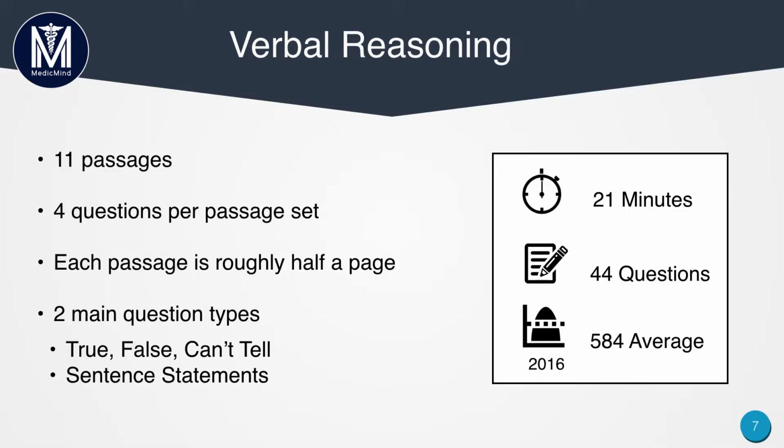Let's look at each section now, starting with verbal reasoning. Here you'll be given 11 passages, and you'll have 4 questions per passage set. Each passage is roughly half a page. There are 2 main question types: true, false, can't tell, and sentence statements. We'll look at these in more detail in the tutorials in the other videos.